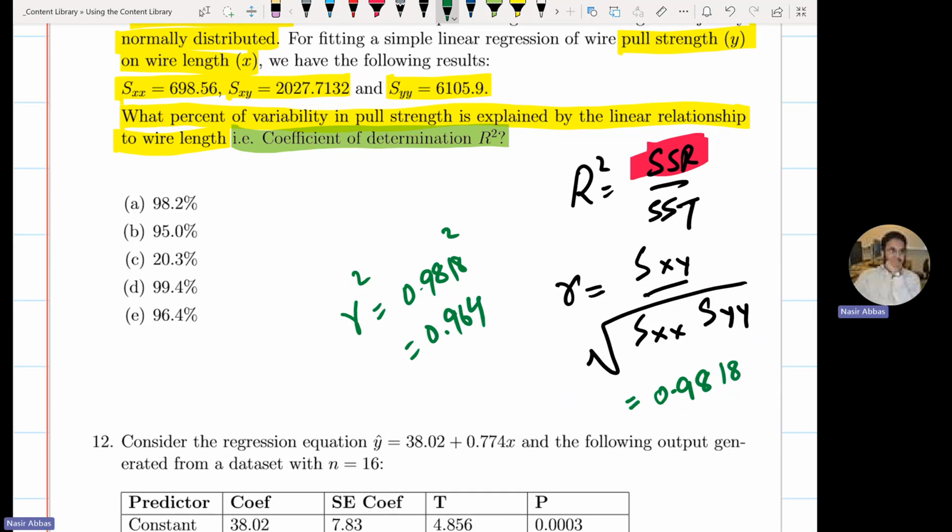So E should be correct. 96.4 should be correct. The question is asking you for R square, not R, so you have to square it. Clear?